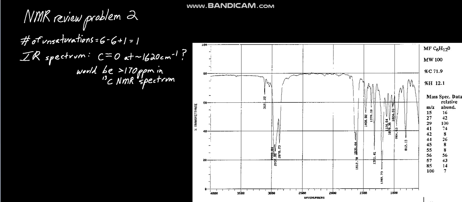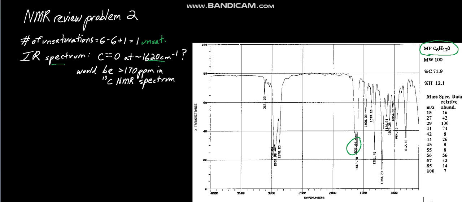Hello and welcome. This is what I'm calling NMR Review Problem 2. You're given the molecular formula in this problem, C6H12O. Calculating the number of unsaturations, we get one unsaturation only. Having the oxygen there makes us suspect that we might have a carbonyl. Let's look at the IR spectrum. It looks like there might be a carbonyl at around 1620 reciprocal centimeters.